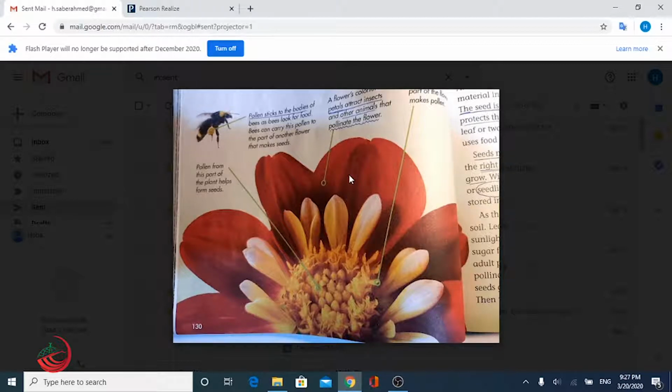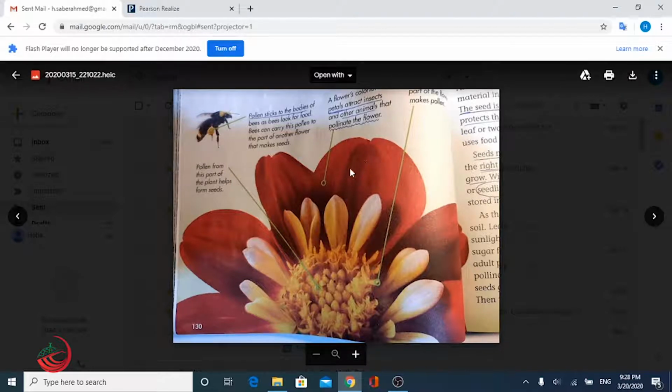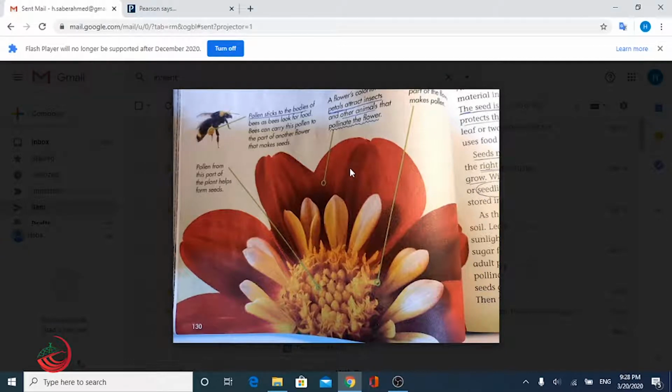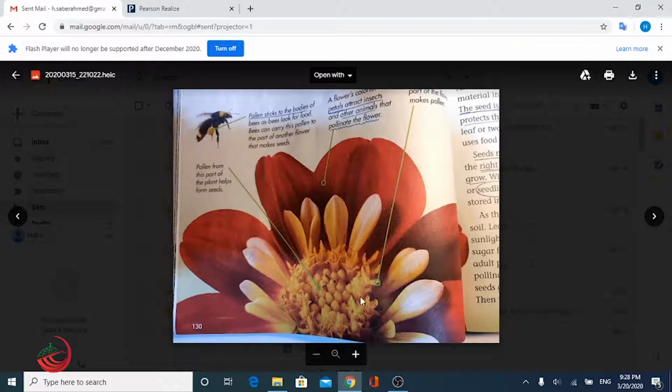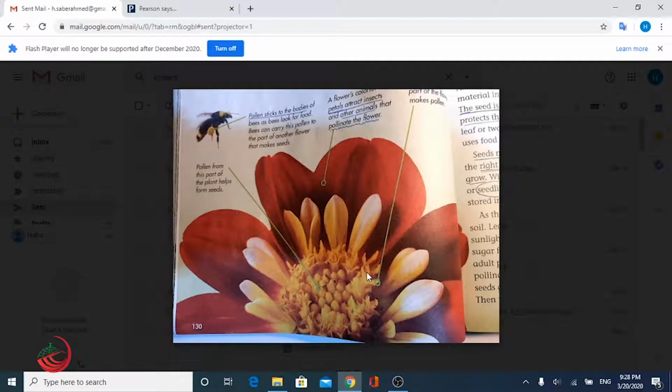They help the flower to pollinate. What's the meaning of pollen and pollinate? Pollen is yellow grains or yellow powder made in this part of the flower, made in the tip of this flower, the very high part.